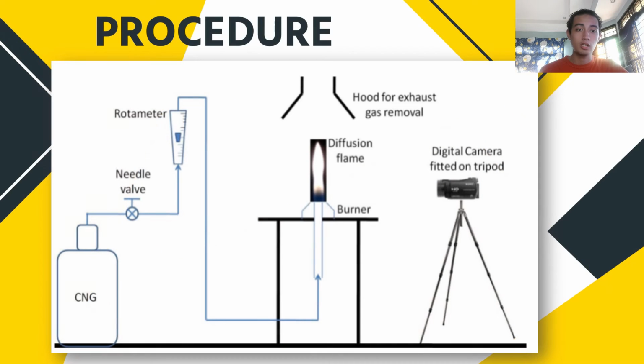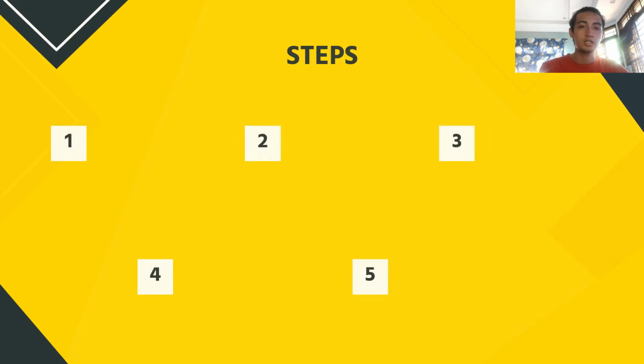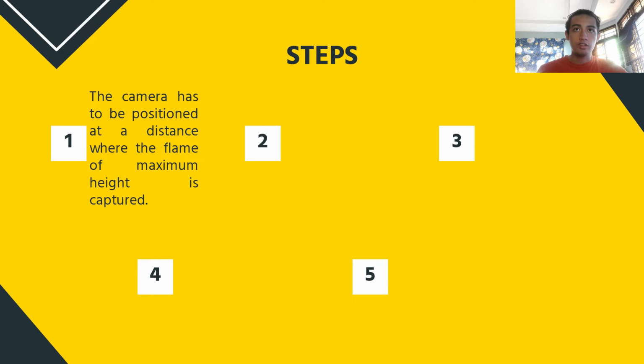Next is the procedure. As we can see in the picture, we have the CNG, or compressed natural gas, attached with a needle valve and the rotameter, then attached to a Bunsen burner, and the flame which is ignited by the Bunsen burner, and a digital camera with a tripod. The first step in conducting this experiment is to position the camera at a distance where the flame of maximum height is captured.